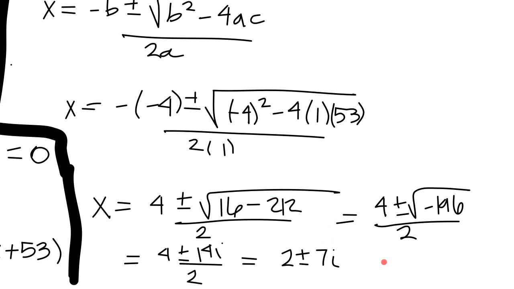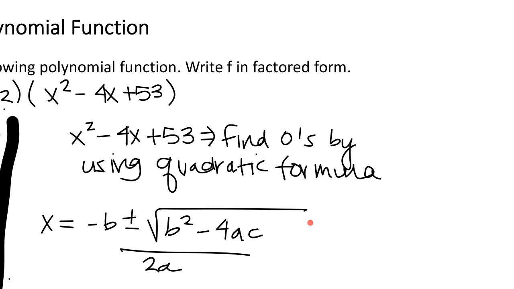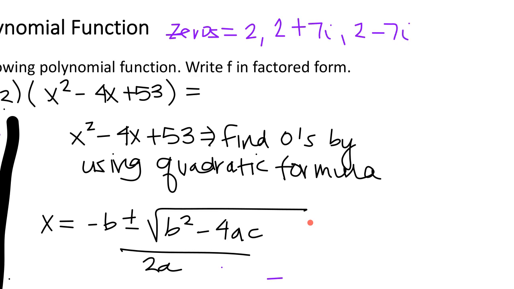So if I scroll back up to the top here, we now know our zeros, so I'll just list them right up here. We now know our zeros are equal to 2, and then 2 plus or minus 7i. Or even better, let's list them out individually: 2, 2 plus 7i, 2 minus 7i. And then those transfer over into a factored form.